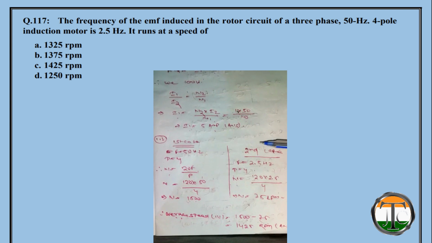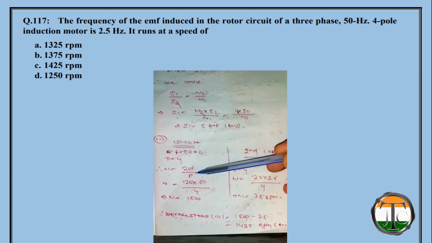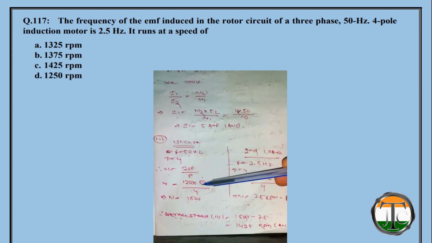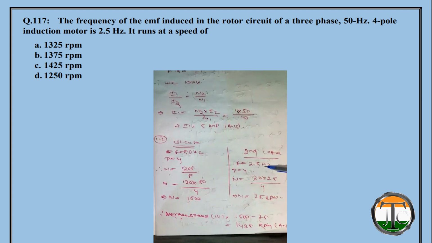Find the speed of the rotor. In the initial condition, the first case has frequency 50 Hz and P is equal to 4. So N is equal to 120 F by P, that is N is equal to 120 into 50 by 4, that is 1500 rpm. In the second case, F is equal to 2.5 Hz.